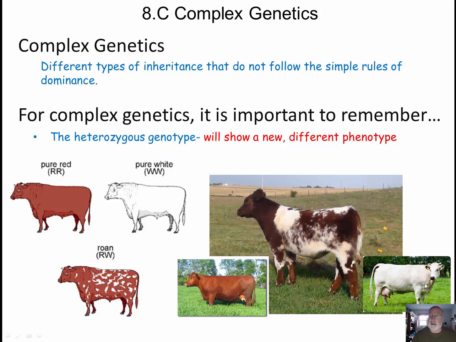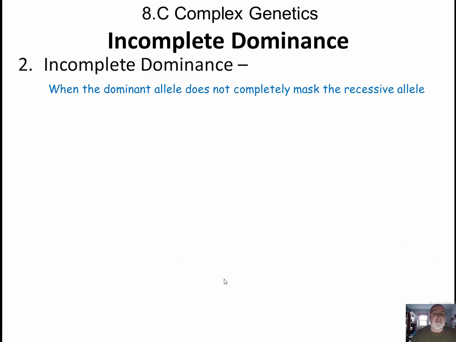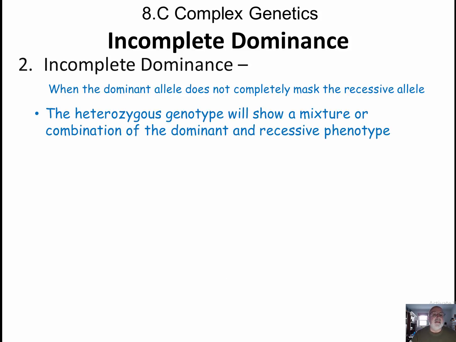Here are examples of a red cow and a white cow, and if they were to mate, actually you wouldn't have two cows, but one of these was a bull, you'd end up with this red-white cow. So both the red color and the white color show up, but it's a different phenotype than either of the parents.